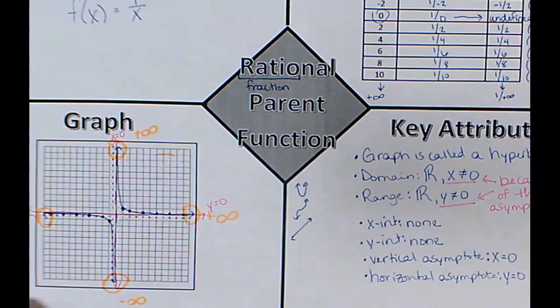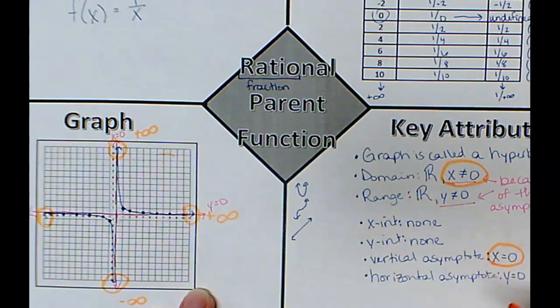Now it's interesting to note, and it should be noted, that the vertical asymptote, x equals 0, shows up right here as being taken out of the domain. And the horizontal asymptote of y equals 0 shows up right here as being taken out of the range. So these should match. If you have asymptotes, then those numbers where the equations are, they should be taken out of the domain and the range. So keep that in mind.